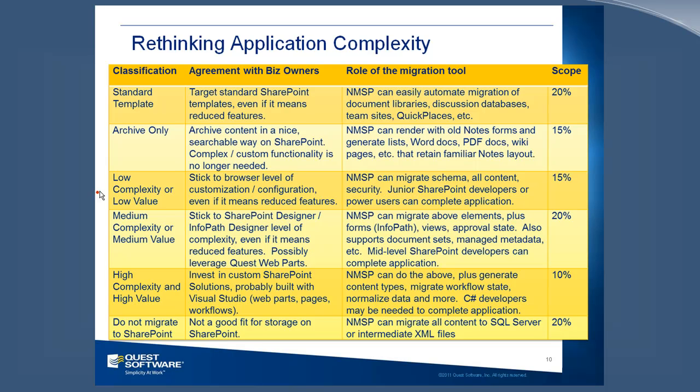So then we get into some of the custom applications where you actually want to take some of the complexity over. What we call a low complexity application is one where you've decided you're going to stick to just browser level of configuration, either because the application is simple or because it's not worth much. And so you might decide to accept some reduced functionality, but you can be migrating to something where you're just doing browser level customization. You're going to go in and spend some time getting the schema the way you want it.